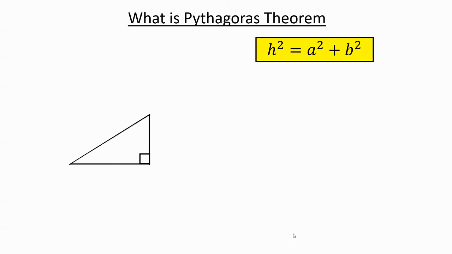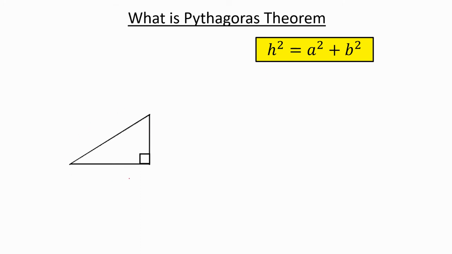In this video, we're going to look a little bit at what Pythagoras' theorem is. Now, Pythagoras' theorem, we have this equation here, h squared equals a squared plus b squared. And so Pythagoras' theorem is all about right angle triangles.